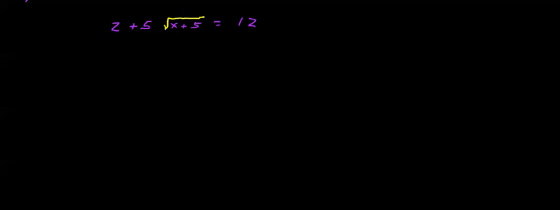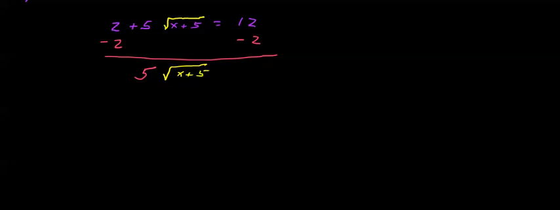First thing I'm going to do, and we've been doing this all year, subtract 2. And then I have 5 times the radical x plus 5 is equal to 10. Divide by 5, divide by 5, and now my radical is by itself. The square root of x plus 5 is equal to 2.